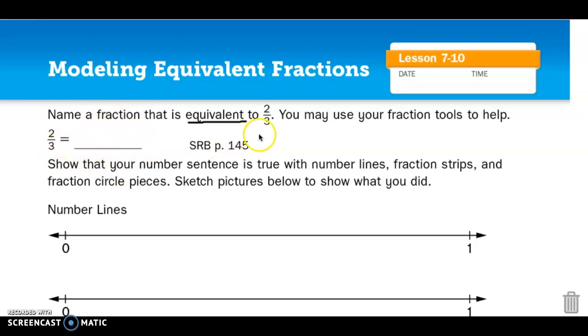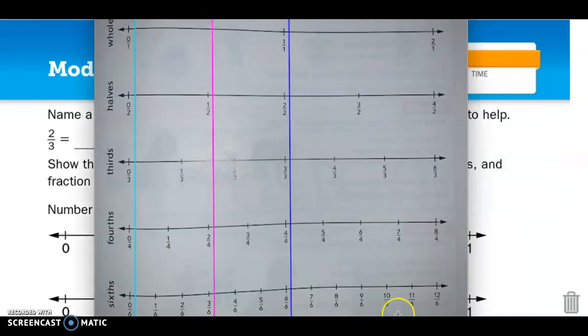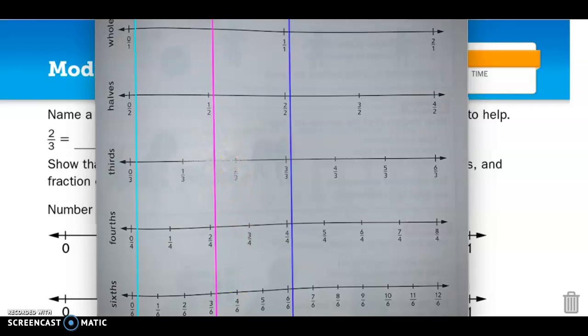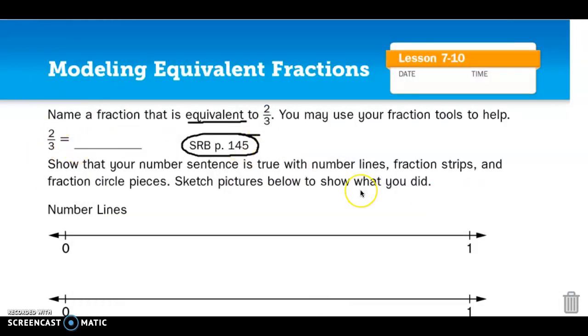I put this here for you. Go to the student reference book, page 145, that hardcover, and it brings up your number line. So we need to find something that's equivalent to 2/3. Well, I found 2/3 on my number line. So if I make a line, remember, because they're equivalent, they're on the same spot on the number line. We have 0, 2, 1 right here. Let's see, there's 2/3. If I follow that, write down a fraction that's equivalent to 2/3. Put me on pause till you have that done.